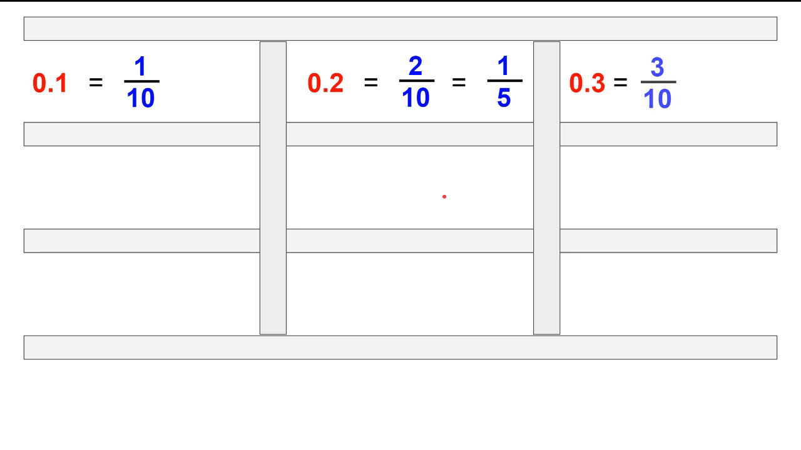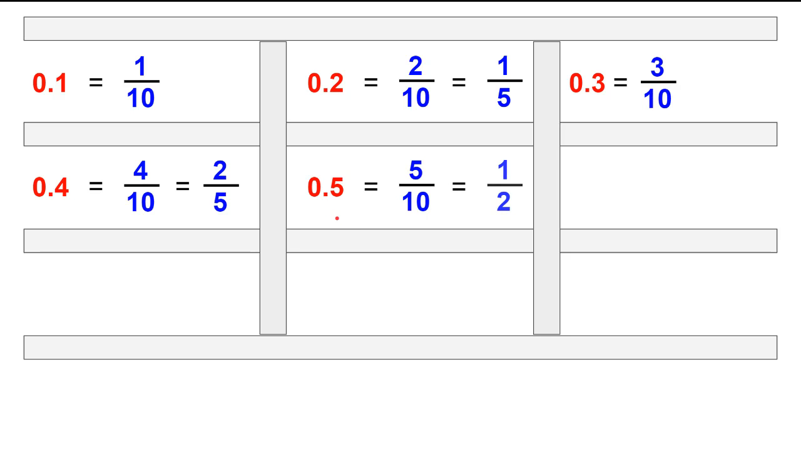0.3 is 3 over 10. 0.4 is 4 over 10, which can be simplified by dividing them both by 2, and we get 2 over 5. This is the simplified fraction of 0.4. 0.5, I hope you know it by now. It's 5 over 10, which is 1/2. 5 out of 10 is 1/2. And you get to it by dividing the 5 by 5 and the 10 by 5.